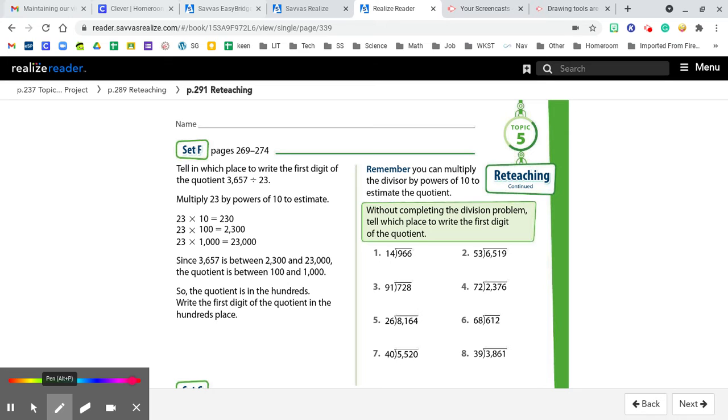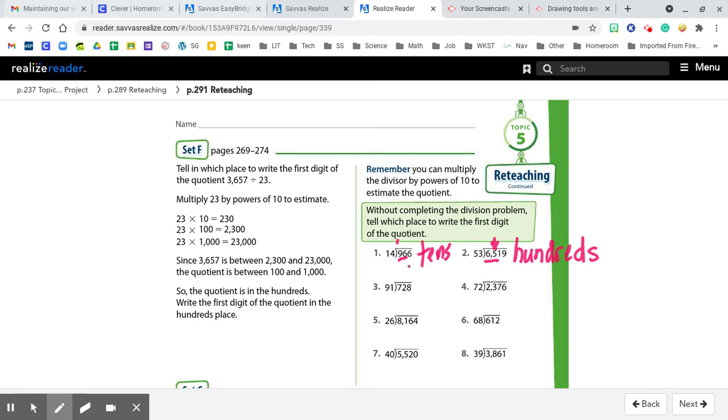But so when we're starting, we're going to say 14 doesn't go into 9, but it can go into 96. So the answer will start in the tens place. 53 can't go into 6, but it can go into 65. So the first digit in our quotient will be in the hundreds place. 91 can't go into 7. It can't go into 72. So we're only going to have a one-digit answer. So this one starts in the ones place.